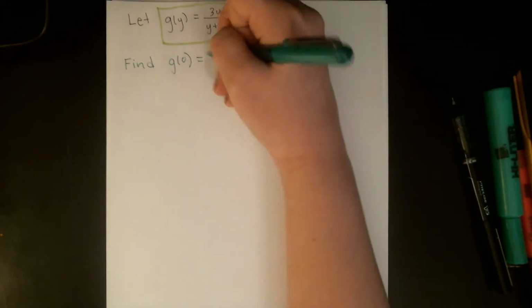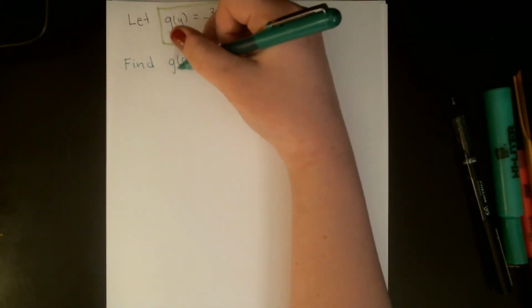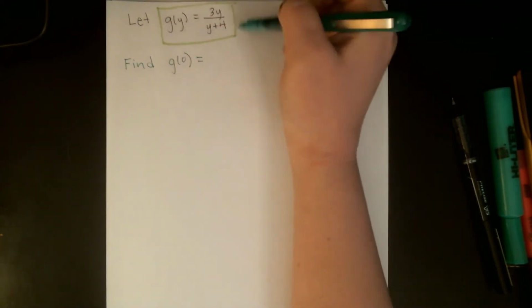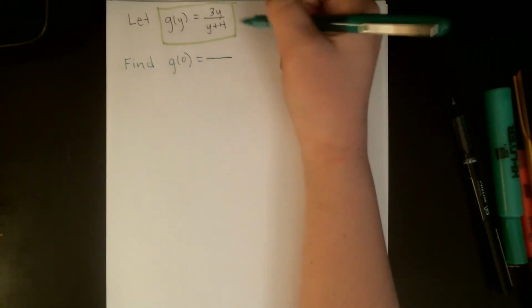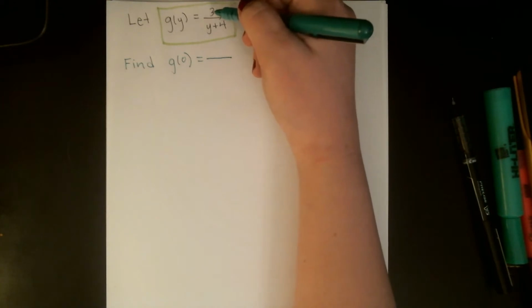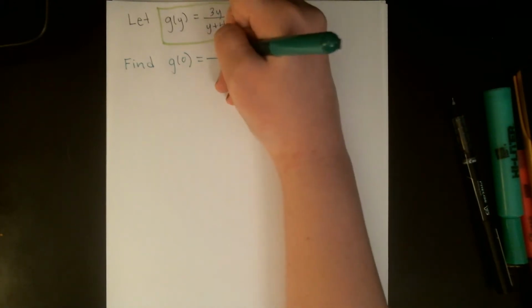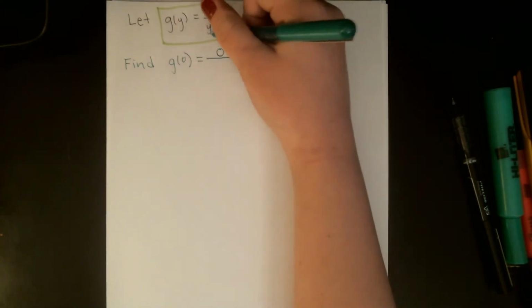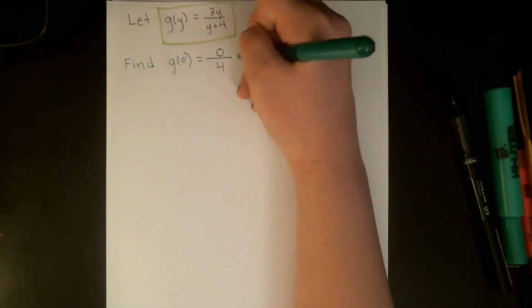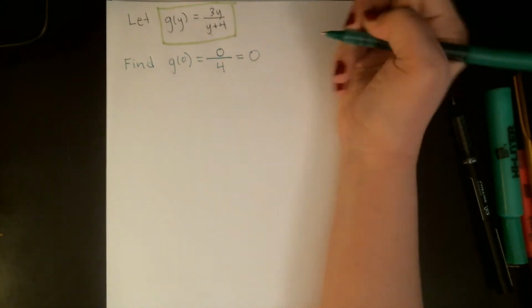Okay, so g of 0, we're inputting 0 into function g. We refer back up to the rule for function g. The rule for function g is that we should build a fraction, and in the top of the fraction we should put 3 times our input. So 3 times 0 is 0. In the bottom of the fraction we should put our input plus 4. So 0 plus 4 is 4. 0 divided by 4 is 0.